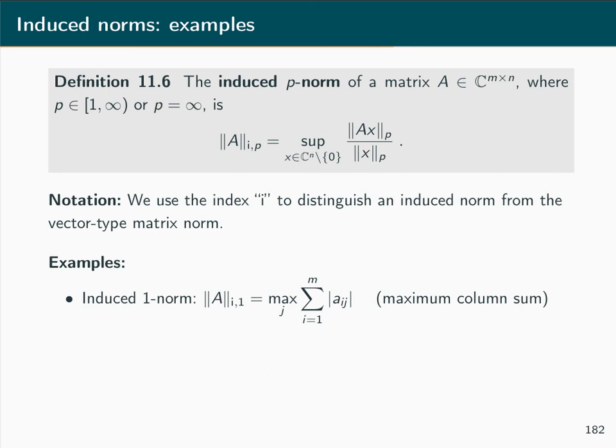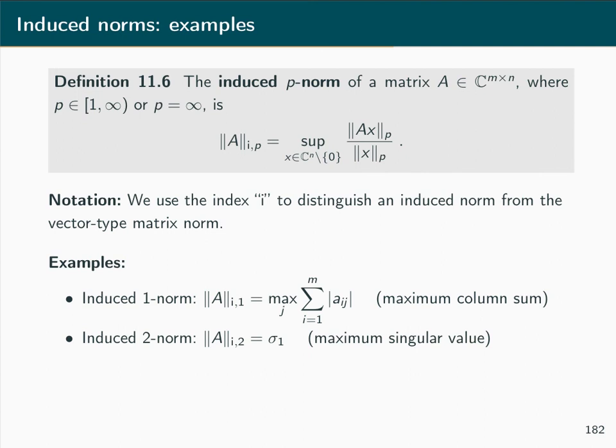Now to some important examples of induced norms. The first one is the induced 1 norm. As it turns out, and this is stated without a proof here, the induced 1 norm of a matrix is given by the maximum over all columns of the sum of the absolute values of the entries of each column. So in short, it's equal to the maximum column sum.